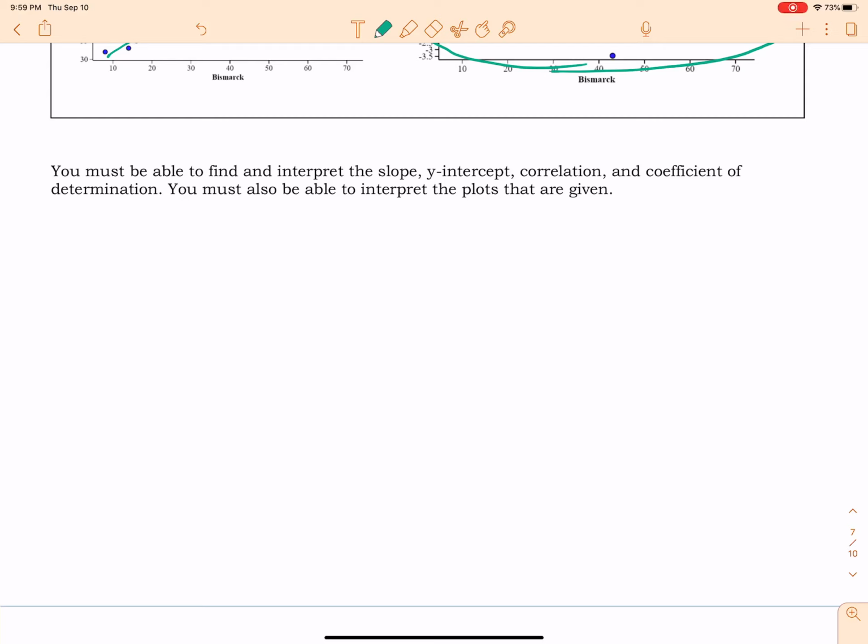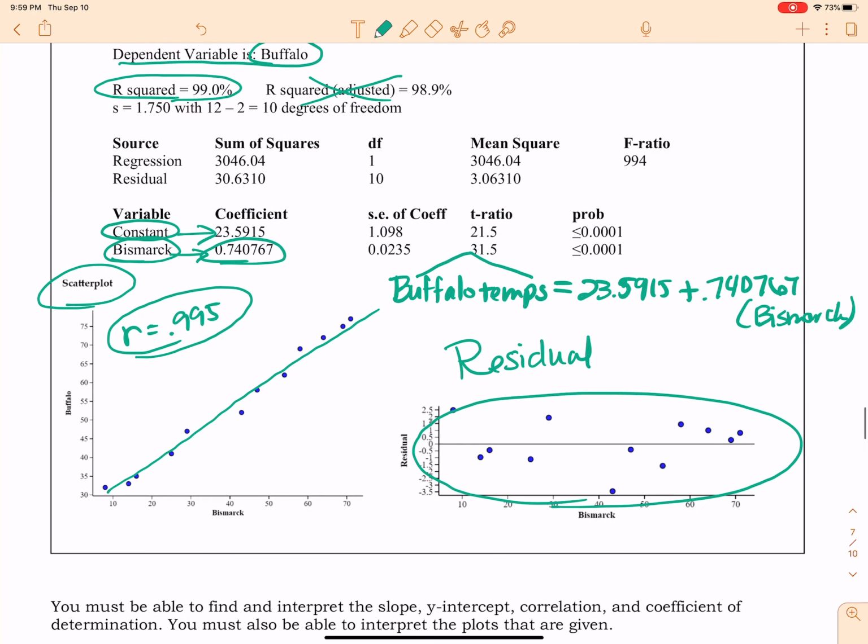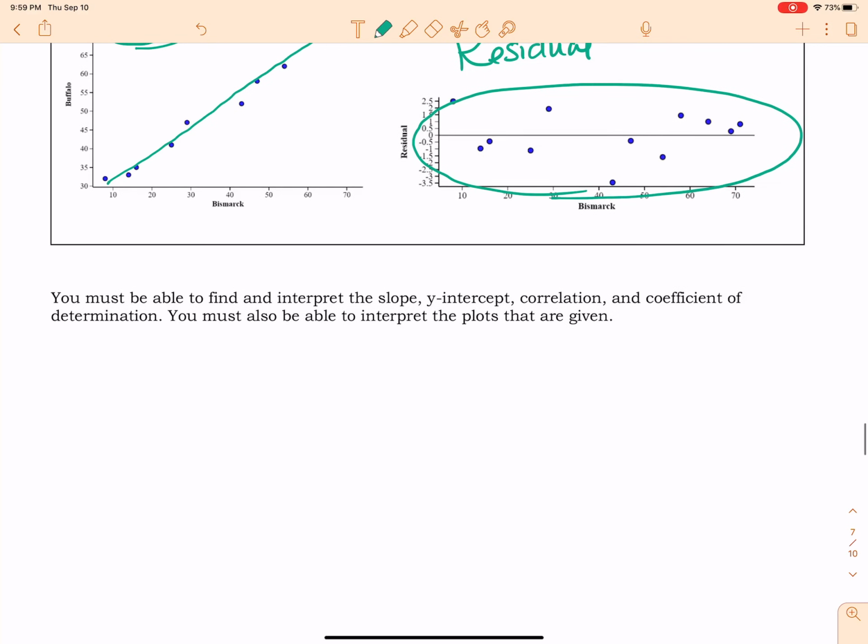Okay, babies, as promised in the last video, I told you we would interpret some stuff. So we're going to do that from this computer output that I used in the last example, or in the computer output video, I should say. All right, so let's look at this. Let's see if we can interpret the slope, interpret the y-intercept, the correlation, the coefficient of determination. Let's see if we can do all of that.